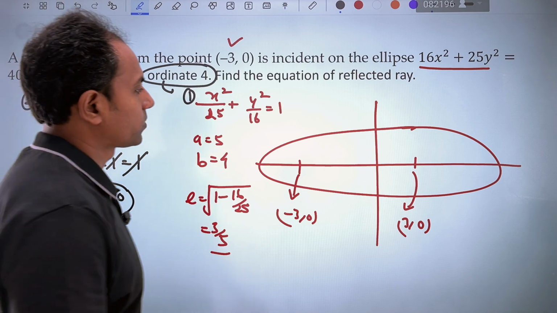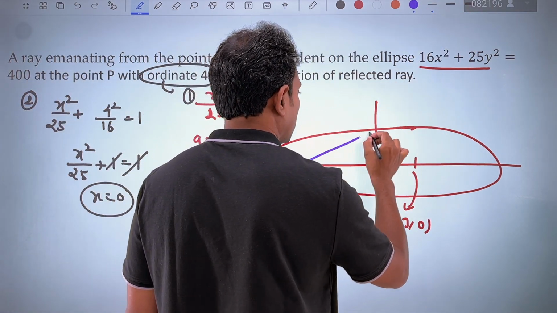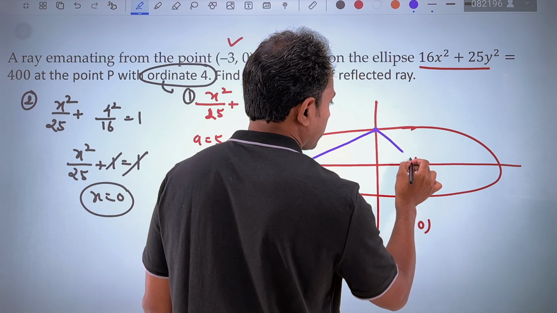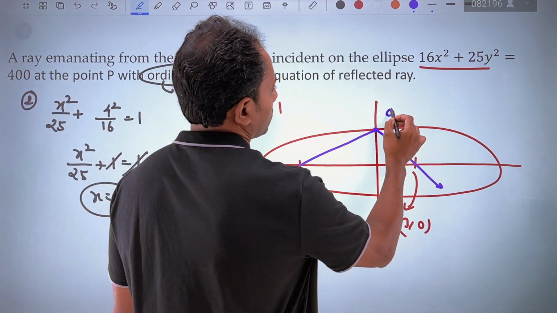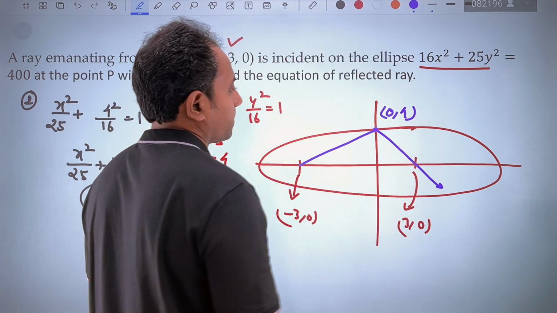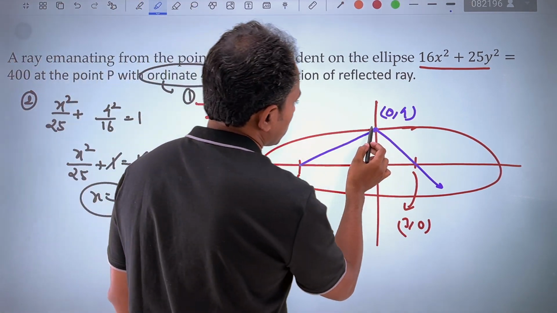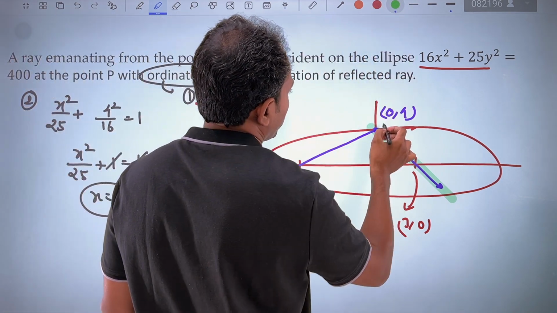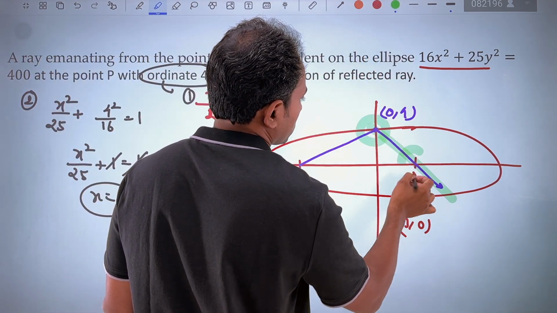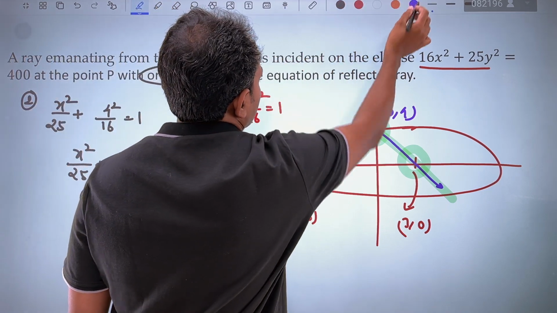So now the question is quite clear. A ray of light starts from here, reaches here, and then gets reflected like this. This is what is happening. So this point also we know, this is (0, 4). Now the question is very simple. What they are asking is basically the equation of this reflected ray. You can see clearly that you know this point, and you also know this point. So using the two-point form, we can write the equation and get the answer.